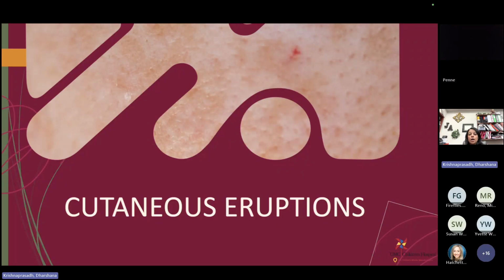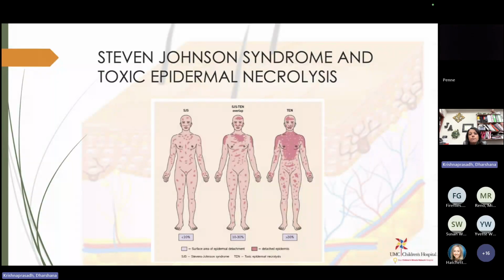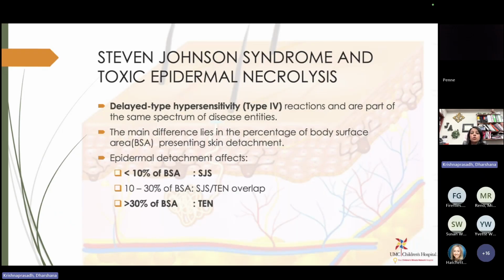Moving on to other types of skin conditions, more cutaneous eruptions. I'll be talking about Stevens-Johnson syndrome and toxic epidermal necrolysis, or TEN. They are again in the same spectrum. Stevens-Johnson syndrome is usually when less than 10% of the body surface is affected, and TEN is more than 30% of your body surface is affected. Again, talking to the burn or wound care team in these conditions is helpful and improves the prognosis of your patient as well.